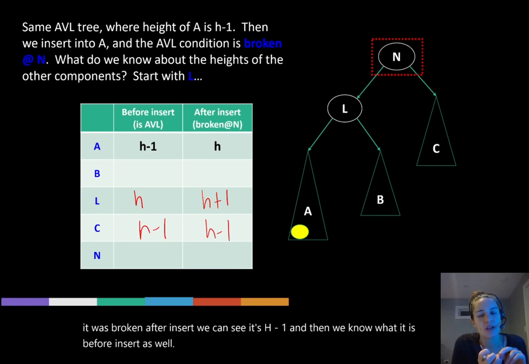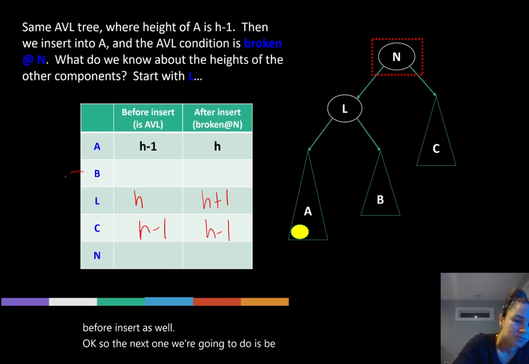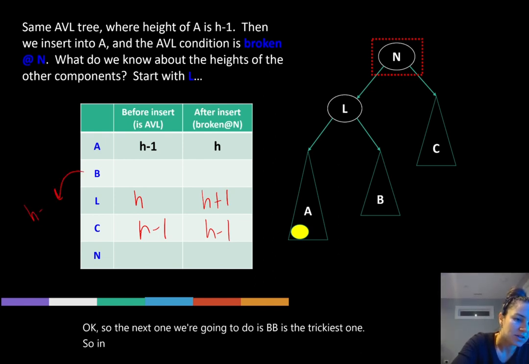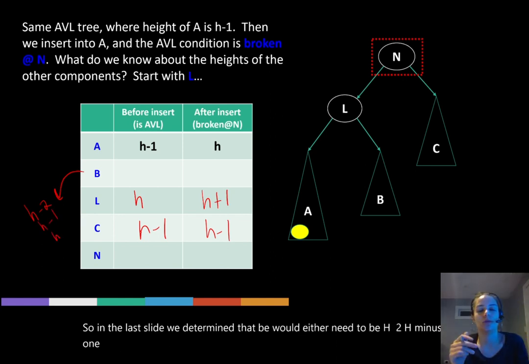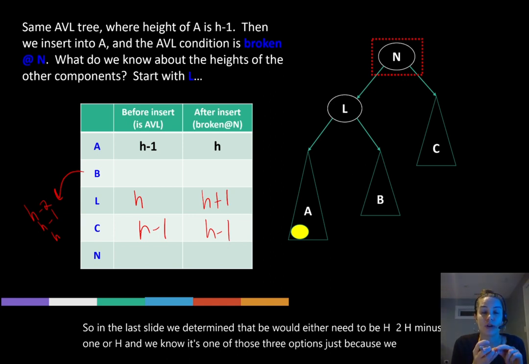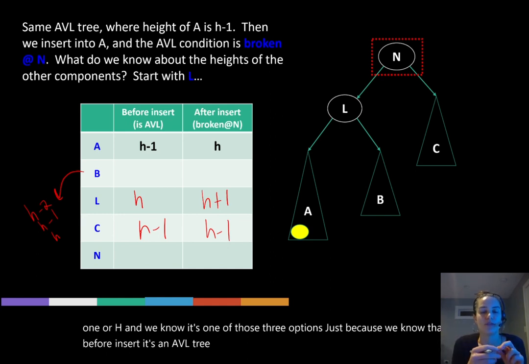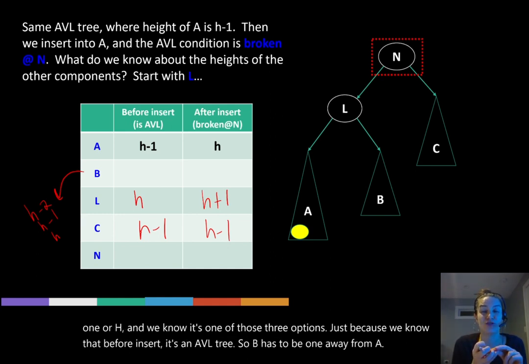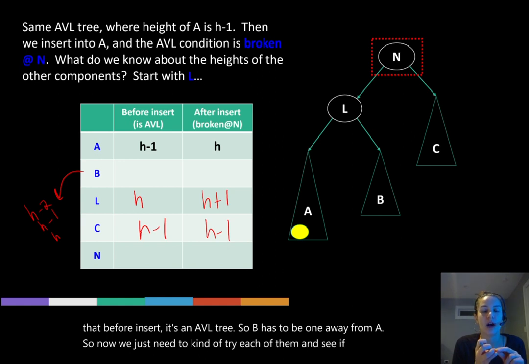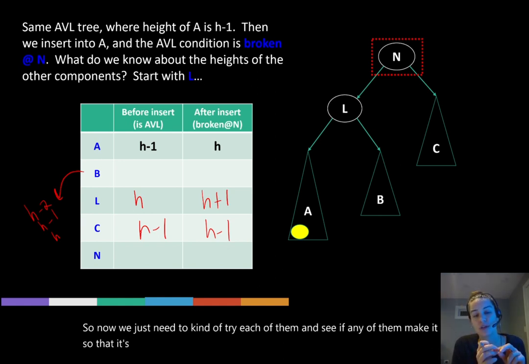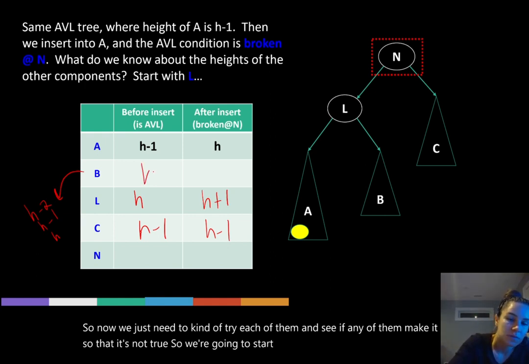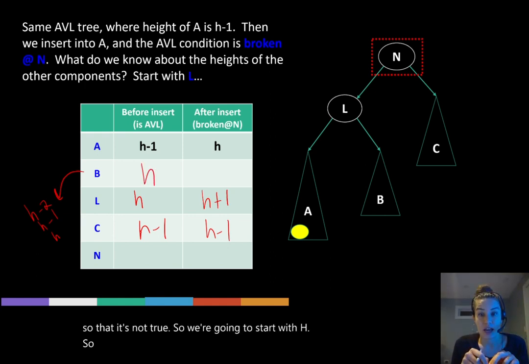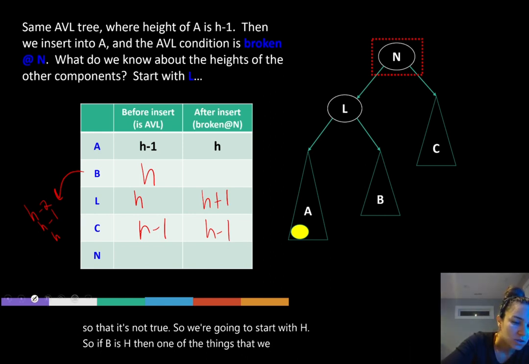Okay, so the next one we're going to do is B. B is the trickiest one. So in the last slide, we determined that B would either need to be h minus 2, h minus 1, or h, and we know it's one of those 3 options just because we know that before insert it's an AVL tree, so B has to be 1 away from A. So now we just need to try each of them and see if any of them make it so that it's not true. So we're going to start with h. So if B is h, then one of the things that we know, I'm going to use a different color.